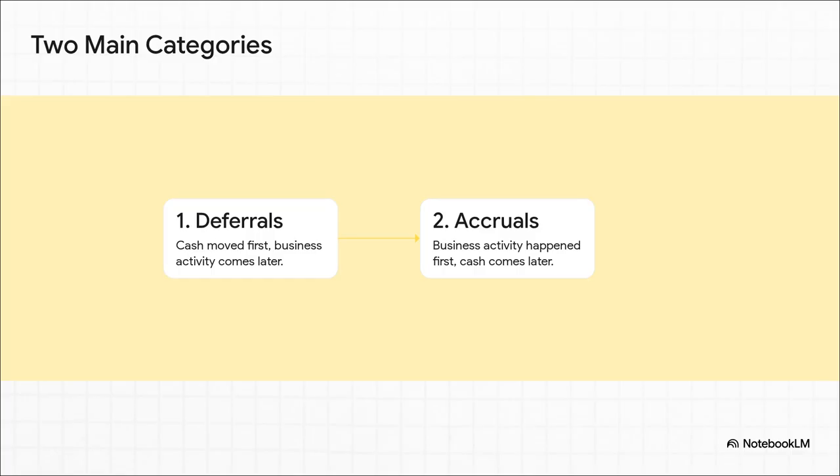Now, the great news is we can group pretty much every adjustment into two simple categories. First, you have deferrals or prepayments. This is where cash moved first, but the activity comes later. Think paying for a year of insurance up front. Then you have accruals or unpaids. This is the exact opposite. The activity happened first, but the cash is coming later. Think of hours your employee worked that you haven't paid them for yet. Let's see how this plays out with our case study, Sophia's Consulting Services.